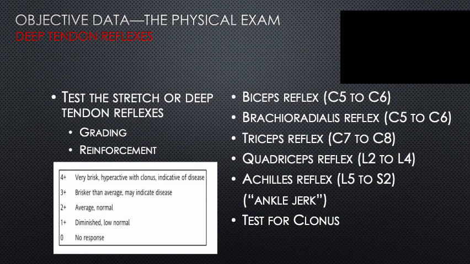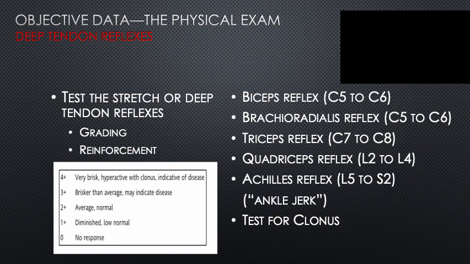When you're testing the deep tendon reflexes, you want to also note the grading components. 0 is no response, moving to a 1+, meaning that there's a low normal response, slightly diminished. A 2+ is average and normal. 3+ is brisker than average, and it may indicate that there might be some type of disease process, and 4+ is very brisk and hyperactive, sometimes with clonus, and is indicative of disease.